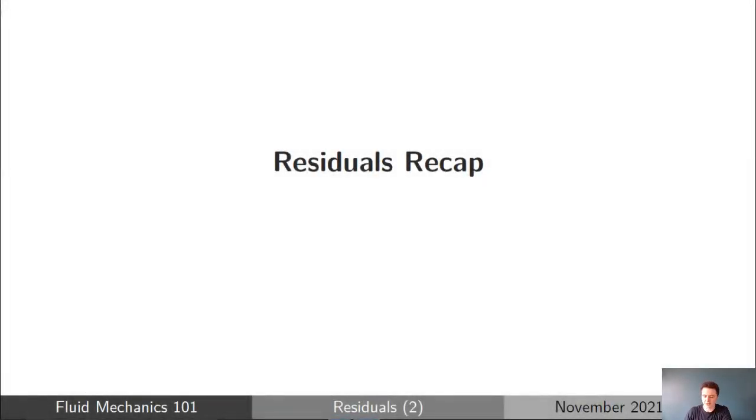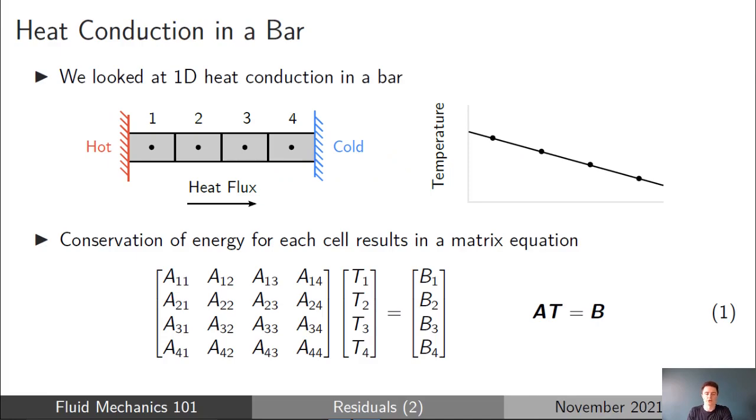So let's start things off with a quick recap of what we talked about in part 1 of this lecture series. Now you'll remember that we looked at the simple example of 1D heat conduction in a bar where we have a 1D bar, and at both ends of the bar we have a fixed temperature. On the left side we've got a hot temperature, and on the right side we've got a cold temperature, and we've got no heat sources in the bar for this example.